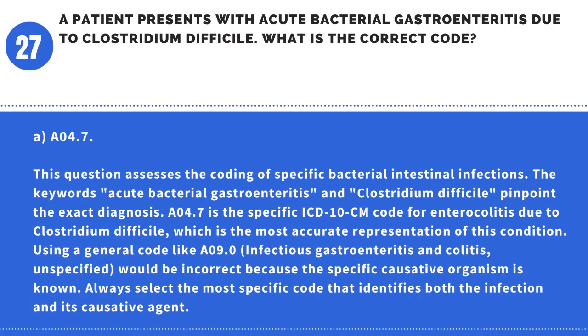Answer A. A04.7. This question assesses the coding of specific bacterial intestinal infections. The keywords acute bacterial gastroenteritis and Clostridium difficile pinpoint the exact diagnosis. A04.7 is the specific ICD-10-CM code for enterocolitis due to Clostridium difficile, which is the most accurate representation of this condition. Using a general code like A09.0, infectious gastroenteritis and colitis, unspecified, would be incorrect because the specific causative organism is known. Always select the most specific code that identifies both the infection and its causative agent.